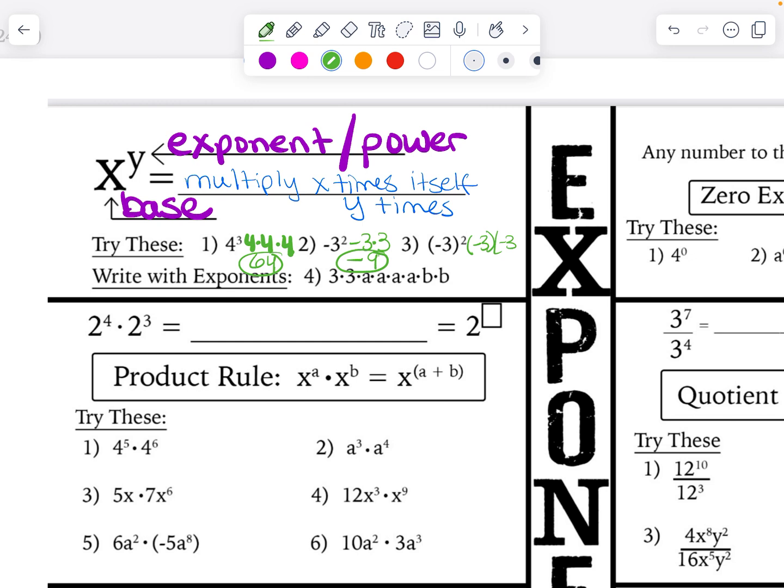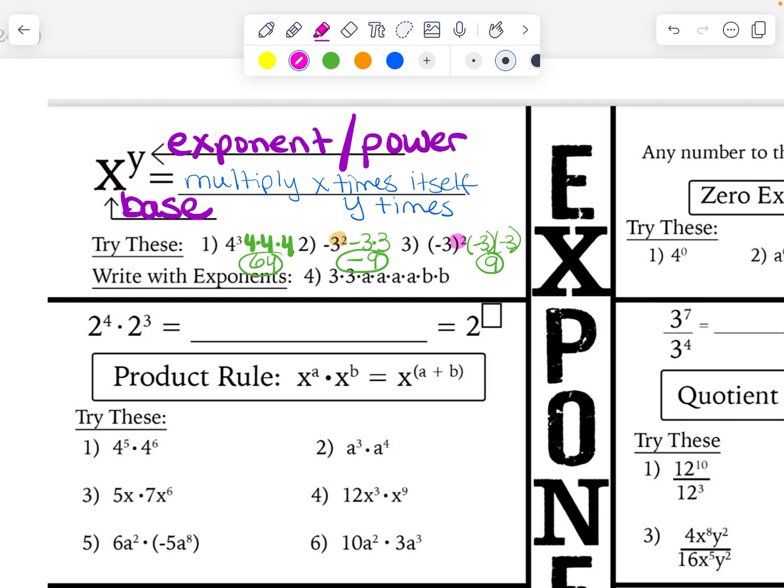So think of it this way. The exponent goes with whatever it's touching. So right here, the 2 is touching only the 3. So we are doing the 3 times itself twice. But here, it's touching the parentheses. So everything in parentheses is multiplied by itself twice.